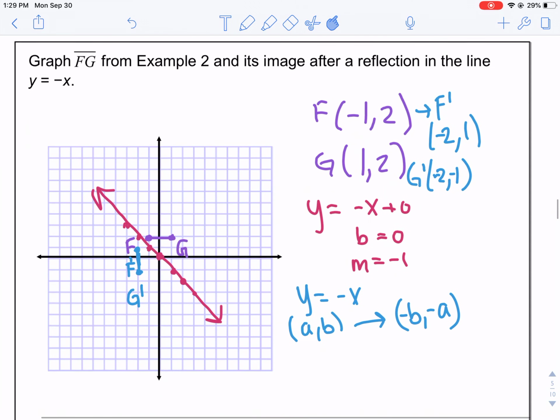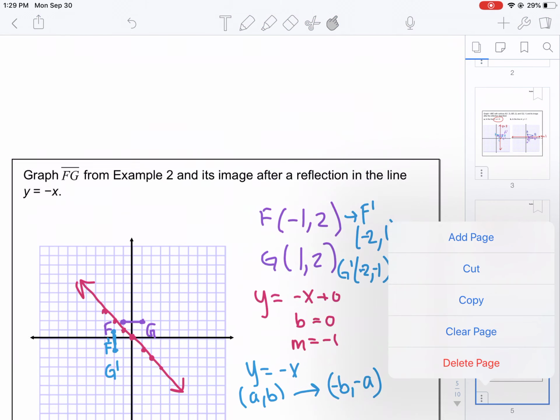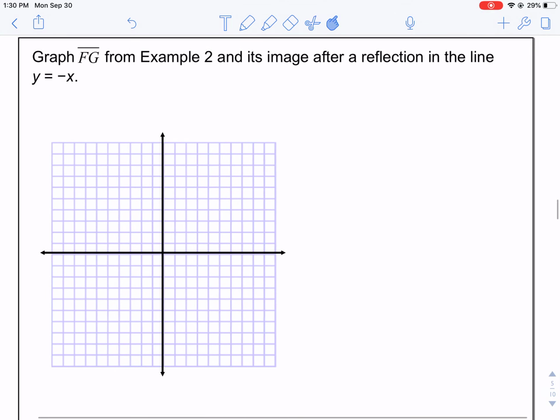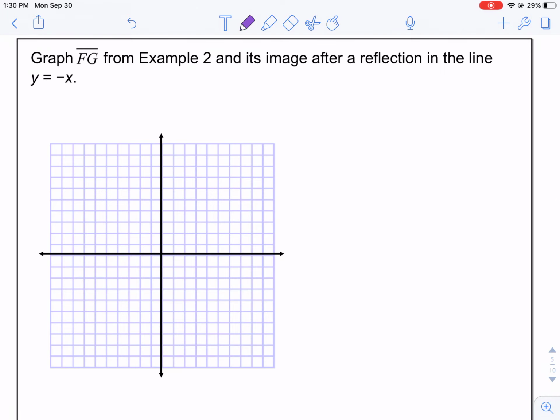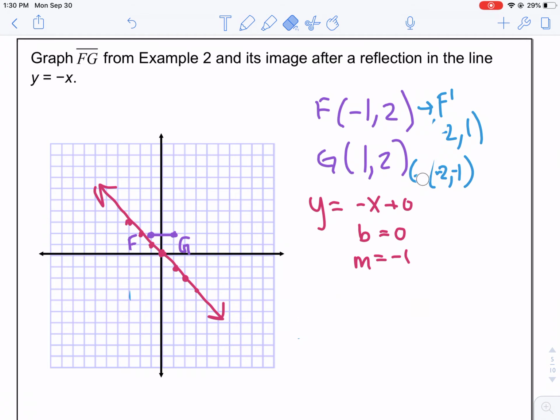This very first one says graph it if we reflect across the line y equals negative x. I'm actually going to clear this out so we can start fresh. We have to know where FG is. Okay, hang on, let me get rid of all this stuff. Sorry. So F is here at negative 1, 2, and G is at 1, 2.